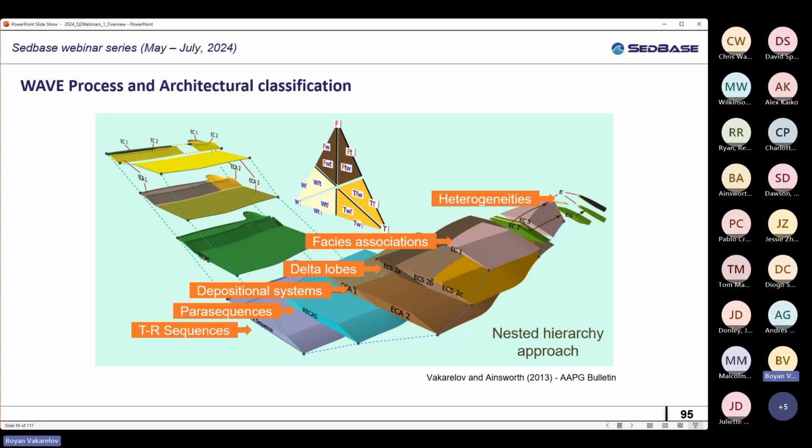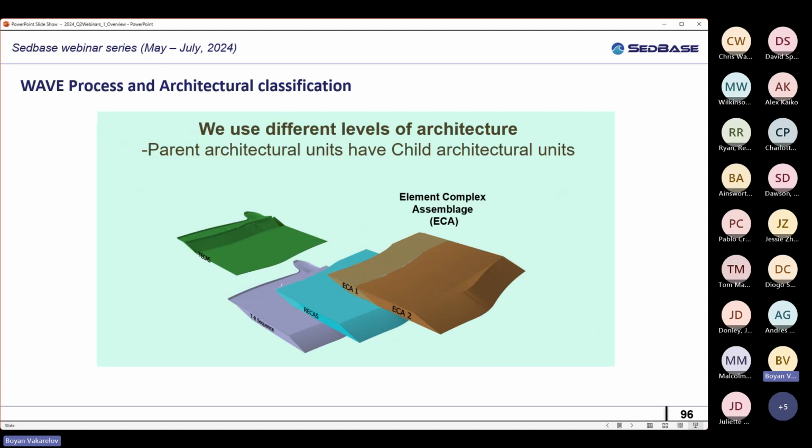So if you're interested in something that occurs on a depositional system scale, you would go to, let's say, this level. If you're interested in what delta lobes are doing, you would go to this level. If you're interested in interpreting a facies association that you observe in core, you would always start at the facies association level. And you would then, as a later step, start asking questions about what type of depositional system might be occurring in such a setting.